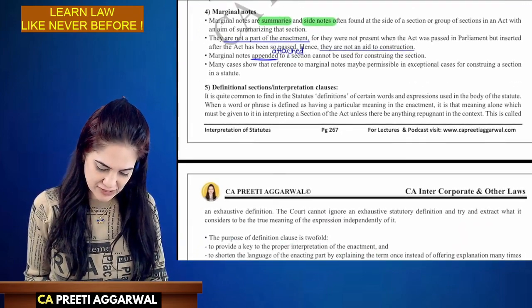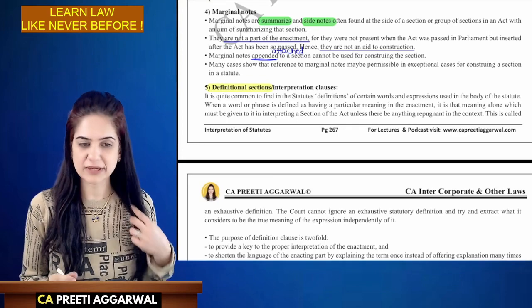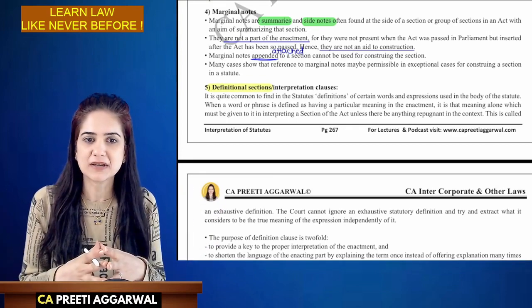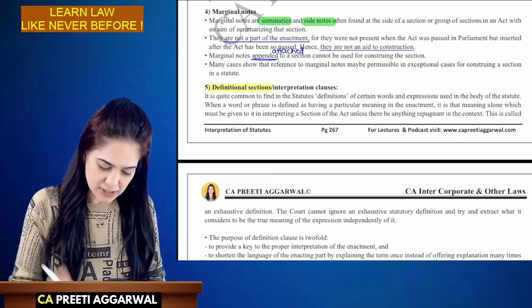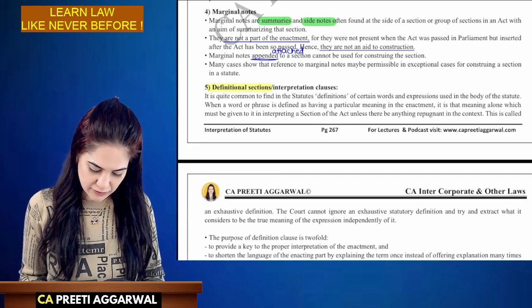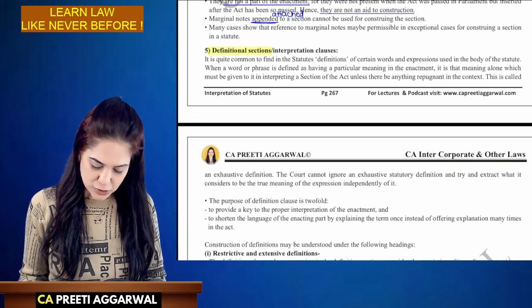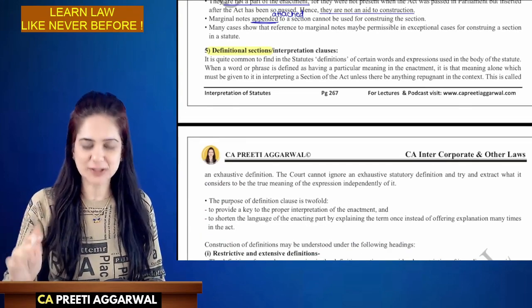Definitional sections, yes. Why are definitions important? Because it defines at one place, it provides uniformity. Certain words are defined so that everybody has the same meaning attached to it.